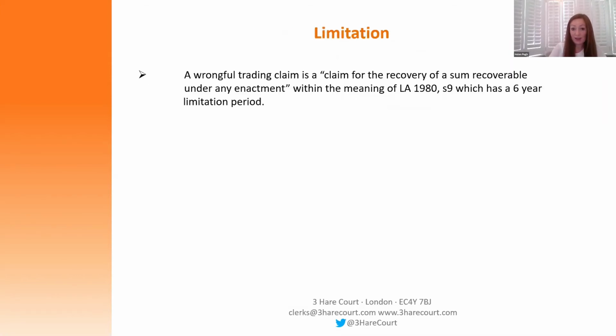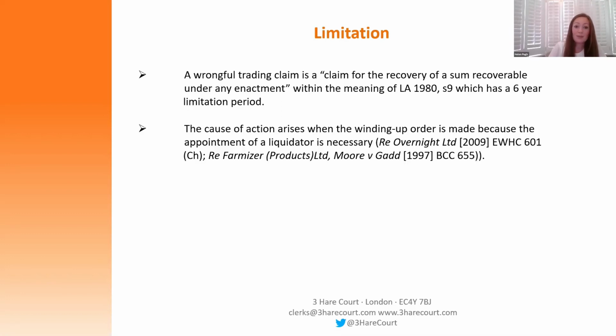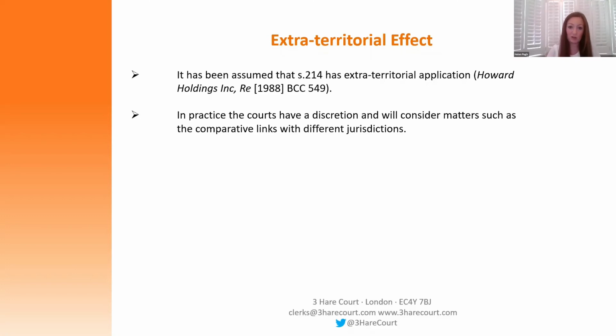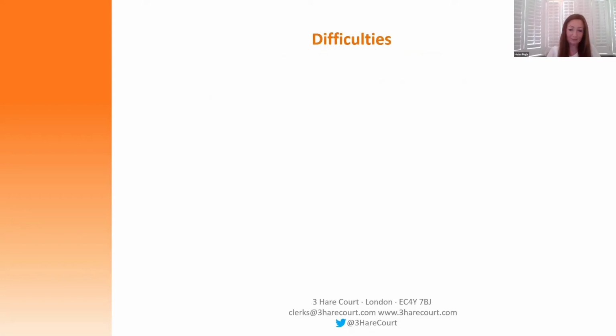Limitation. So a wrongful trading claim is a claim which falls within Section 9 of the Limitation Act. The cause of action arises when the winding up order is made because it is a liquidator or administrator claim. It's likely that Section 214 does have extraterritorial application. However, the courts will have a broad discretion on that, so one would have to consider the arguments pointing to the links in this jurisdiction as against links elsewhere.